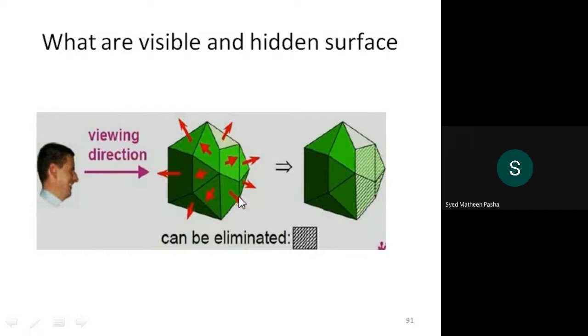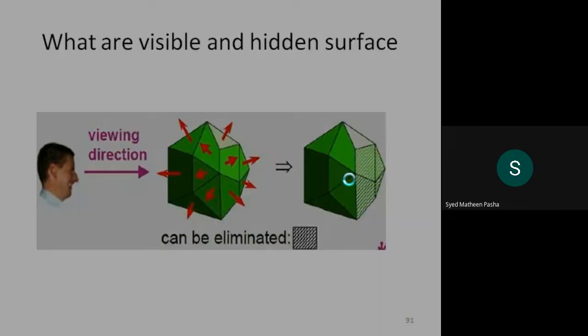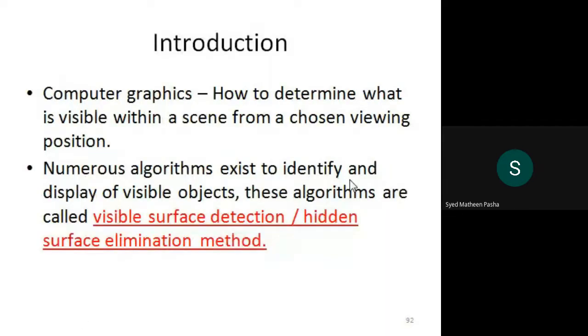First, the area which is being projected here can be eliminated because it is totally shaded here. Finally, this kind of object is what is seen by that particular viewer. Here basically the application of the algorithm is done. That is, you are applying different algorithms so that the viewer can see the visible as well as hidden surfaces of that particular area. So moving on to the introduction part of visible surface detection. In computer graphics, how will you determine what is visible within a scene from a chosen viewing position?